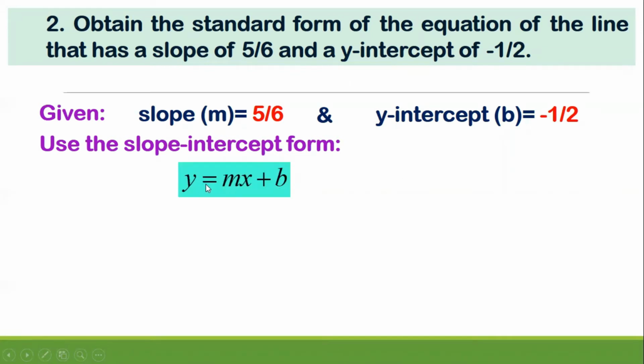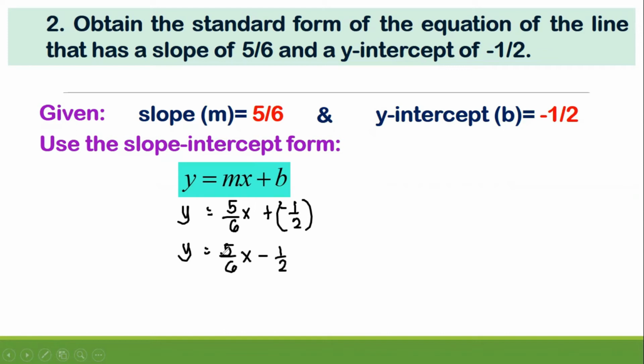Okay, so write down the formula and all you have to do again, the same thing, just substitute your m and your y-intercept. So we have here y equals 5/6 x plus negative 1/2. Again, you may rewrite it, simplify it. We have y equals 5/6 x minus 1/2.